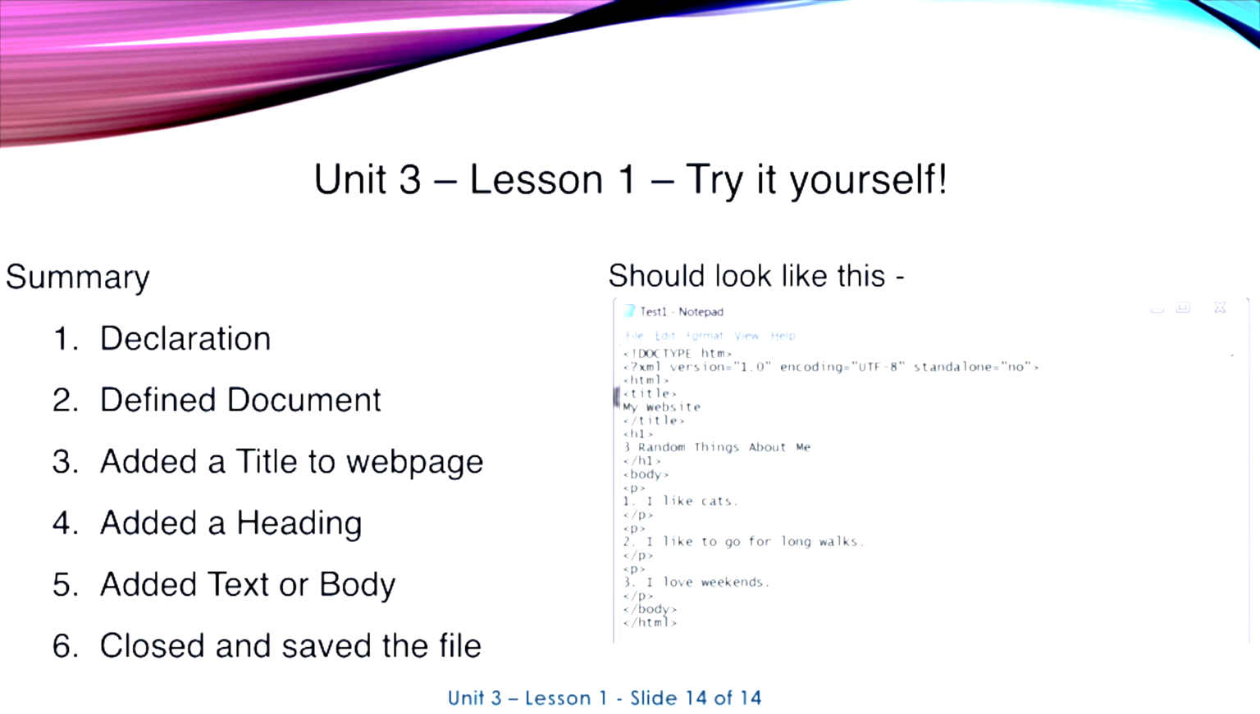So far in this lesson, we have used the declaration, we have defined the document, we have added a heading to the information or title, we have added information to the body of our document by adding text, and we have also closed the code and saved the document. Your document should look like this.